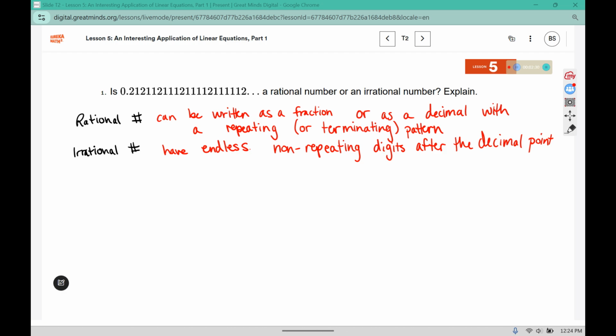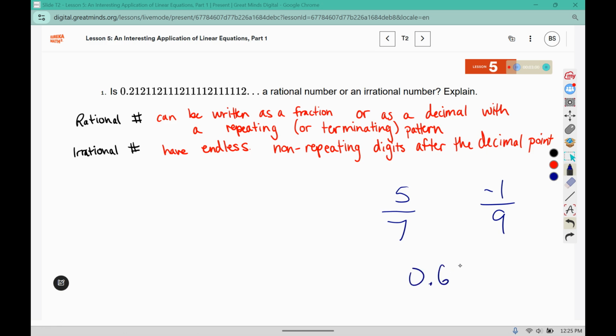So a rational number can be written as a fraction with whole numbers on the top or bottom. So like 5/7 is a rational number because the top and the bottom are both whole numbers. You could also think of -1/9 as a rational number because those are both integers on the top and bottom. It can also be written as a decimal with a repeating pattern. So for example, 0.68888. The 8s are repeating.